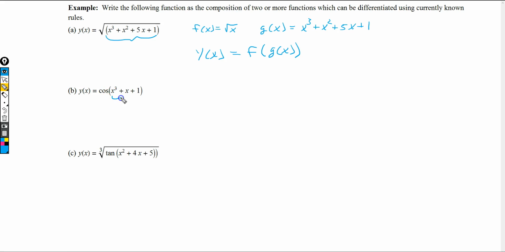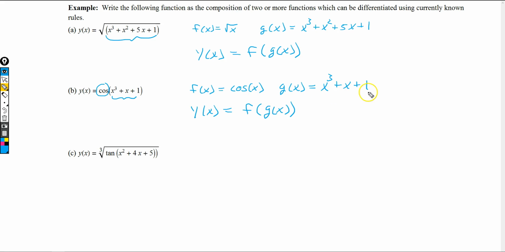Let's look at this one. Well, we see an inner piece right here is the x cubed plus x plus 1, and then an outer function, which is our cosine x. So let's let f of x be the cosine of x, and g of x be x cubed plus x plus 1, and then we see that the function y is just the composition of those two functions. And keep in mind, we know how to differentiate cosine, and we know how to differentiate this polynomial, x cubed plus x plus 1. But we don't know right now how to differentiate this. That's what we'll get to.